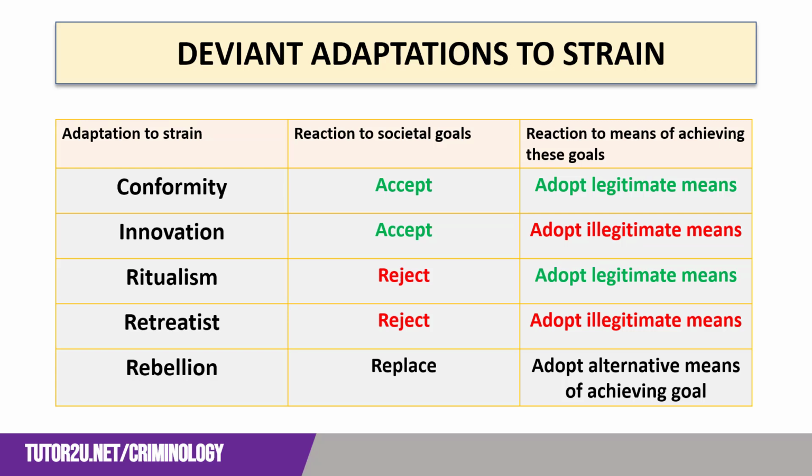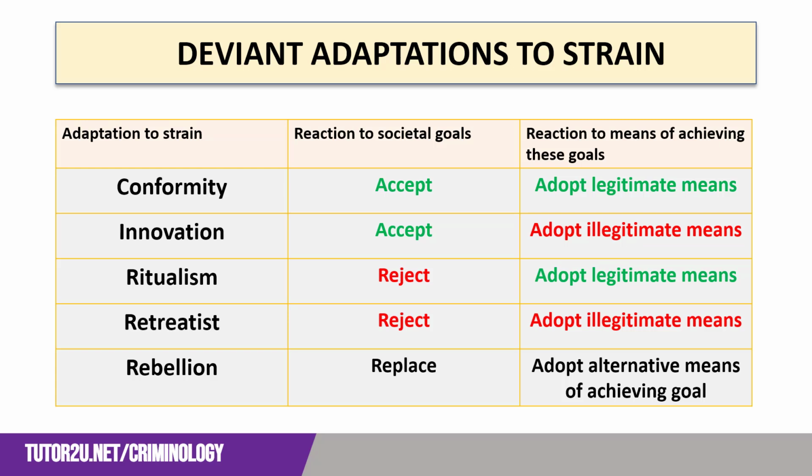On the screen we've listed the 5 adaptations to strain outlined by Merton. Firstly, conformity. This was typical of the majority of the American population. They believed in the American dream and actively sought to achieve it. How they achieved this was through legitimate or legal means, working hard, getting a good education, being entrepreneurial.